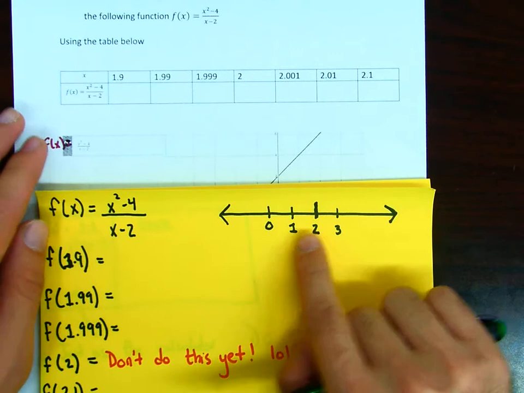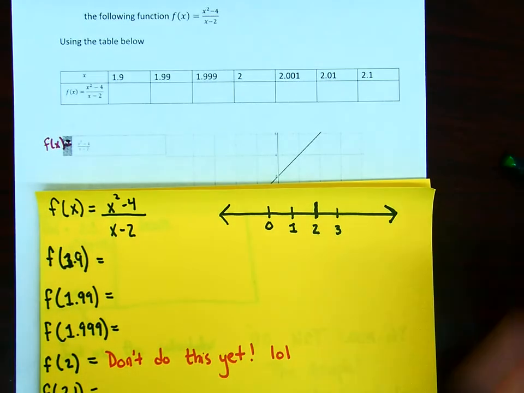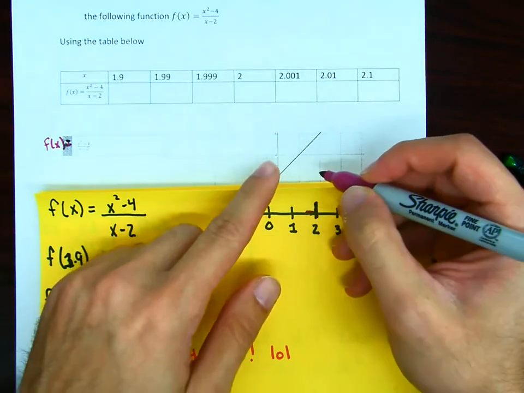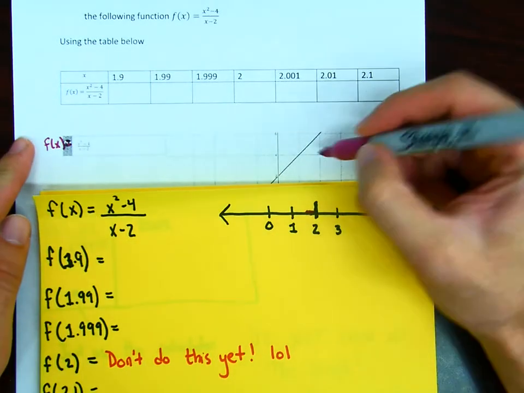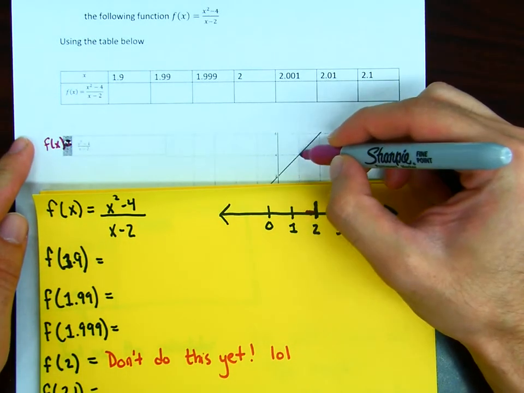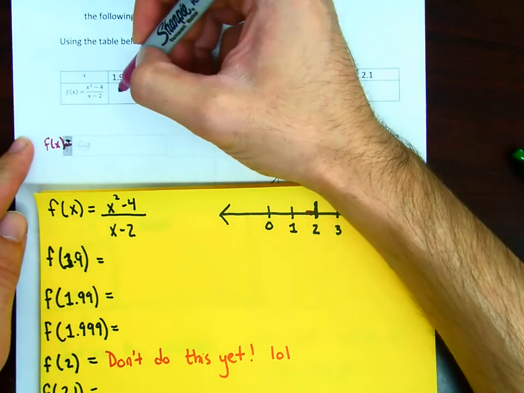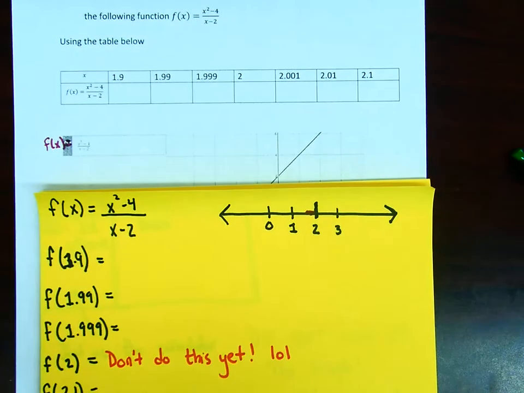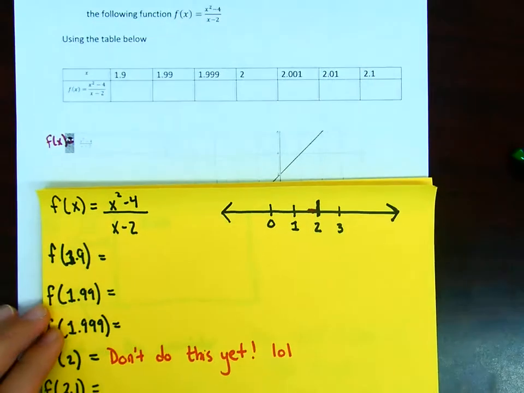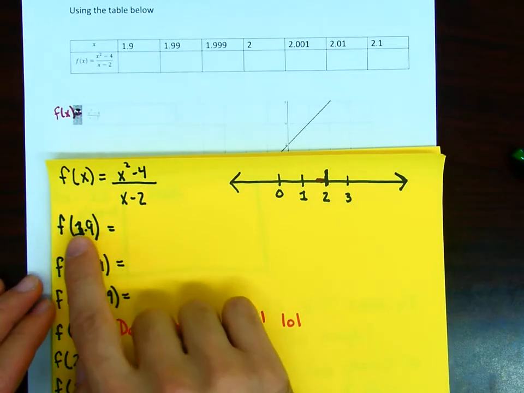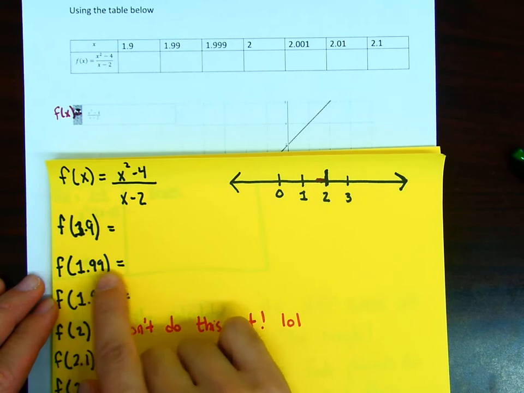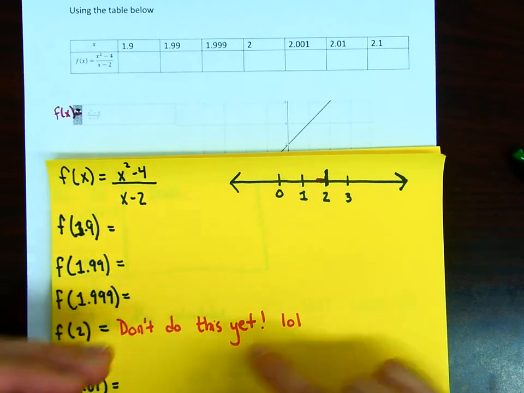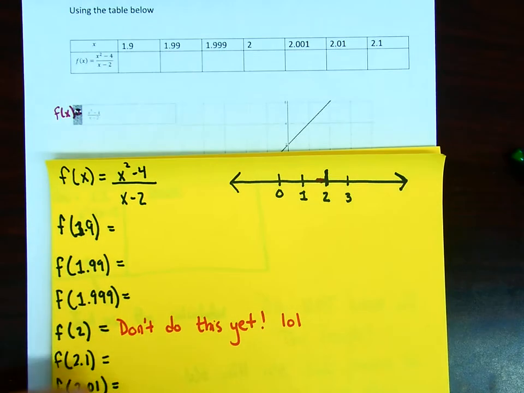Notice that this is the x-axis over here. As we get closer and closer to 2, what is the y value? Visually, it looks like it's 4. So let's see if the calculations actually match that it's getting closer and closer to 4. First, plug in these numbers: 1.9, 1.99, 1.999. You're getting closer and closer to 2 from the left. Let's see what the y values are.